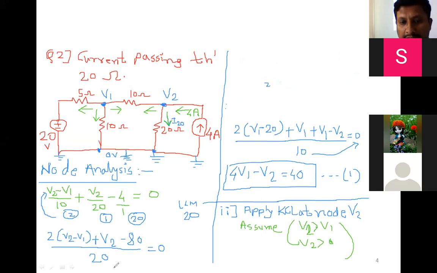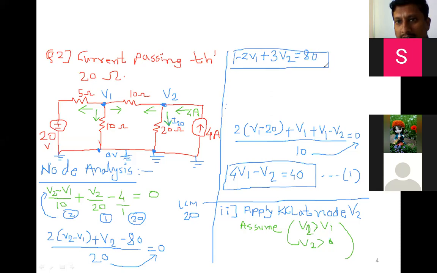Now this 20 multiplied with 0 will give 0. So first of all, the V1 term you can write as 2 into minus V1, that is minus 2V1. First you write always V1. Next 2 into V2 and one more V2 will be there, that will give a total of 3V2. And any constant, that is minus 80, take to the right hand side. Constant always goes in the right hand side. So this will be the second equation.